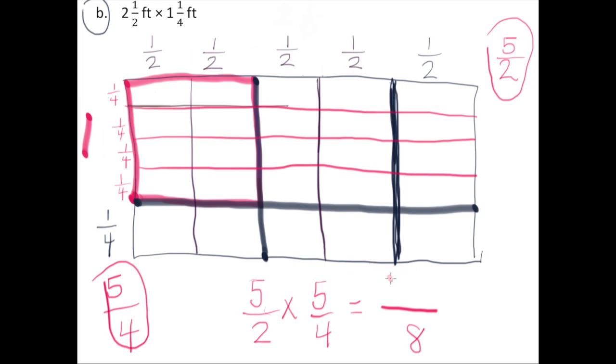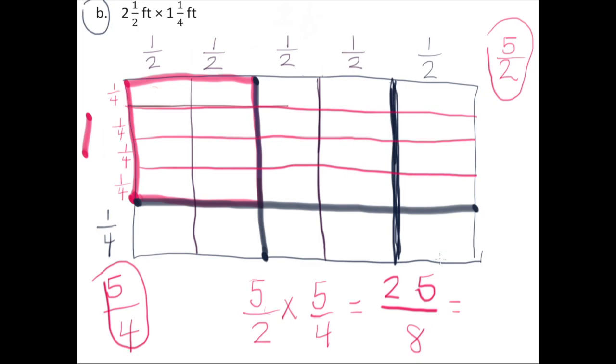Beautiful. 5 times 5, you guys are so clever. Thank you, Anna. 5 times 5 is 25. Indeed, our full rectangle here has dimensions of 1, 2, 3, 4, 5 halves by 1, 2, 3, 4, 5 fourths. So 5 halves times 5 fourths is equal to 25 over 8. That is an improper fraction that needs simplification.